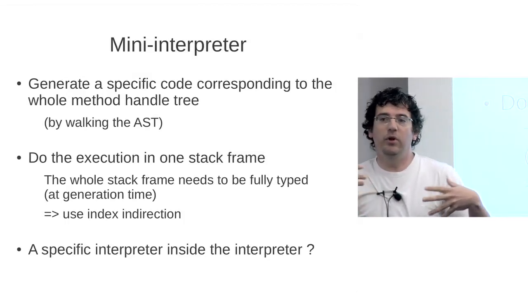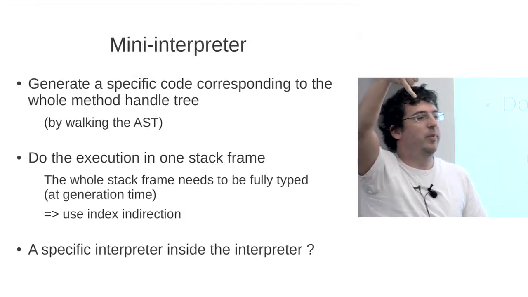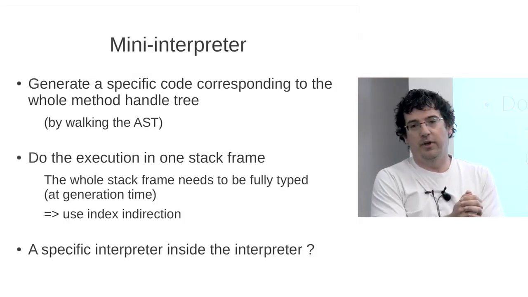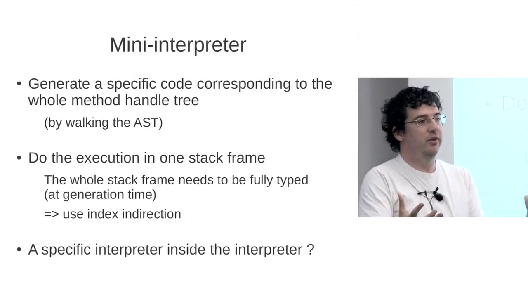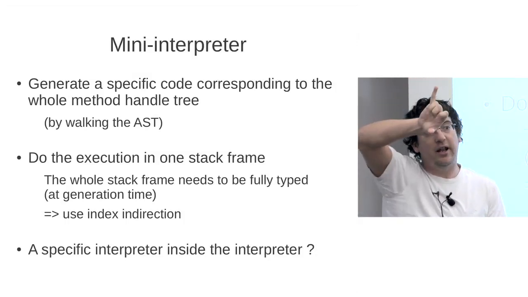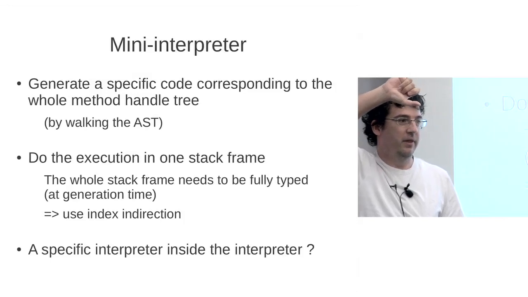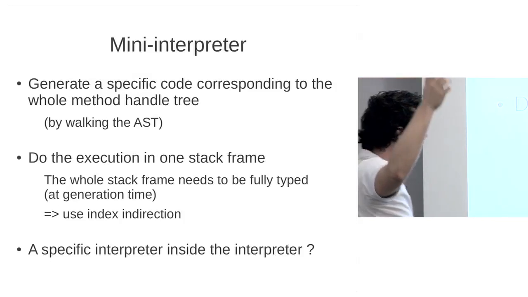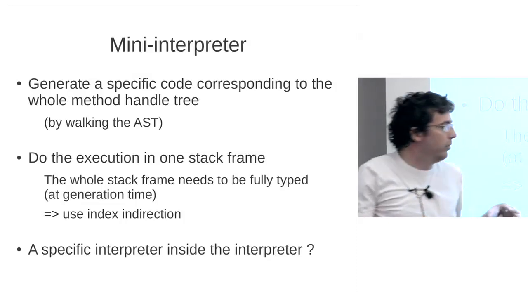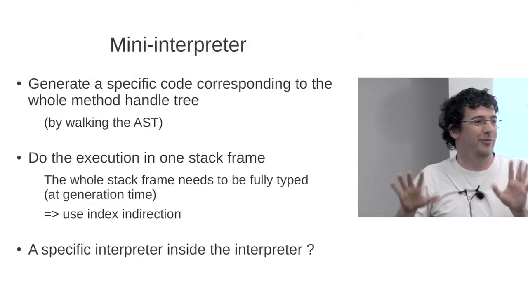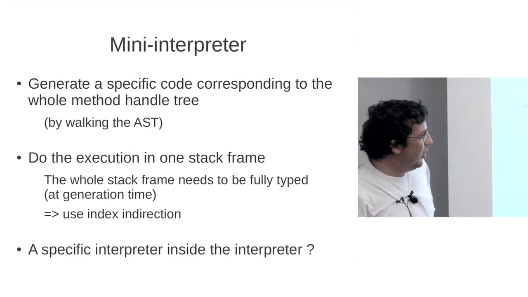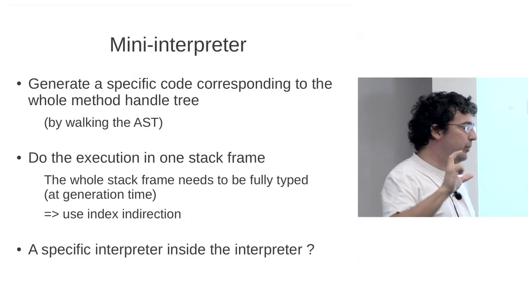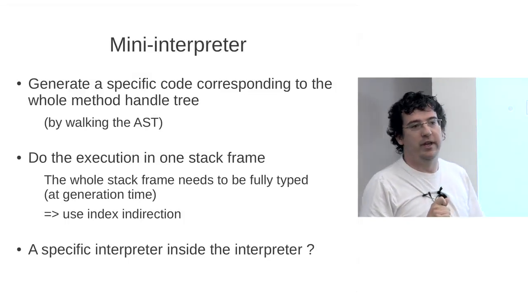And when we want to call a method, we will use the index to find the real arguments, materialize them in the stack frame, and call the Java method. Because we use the index, we will be able to share the code between method handle trees.